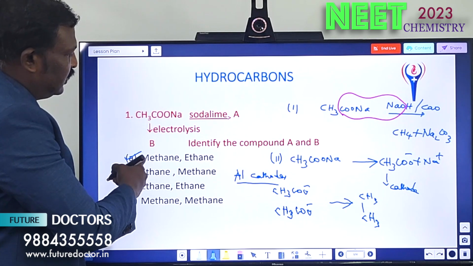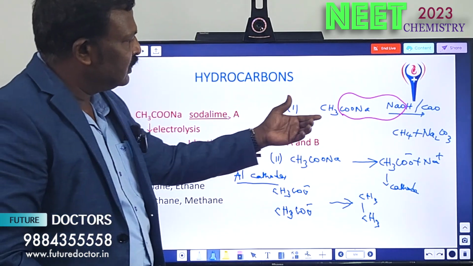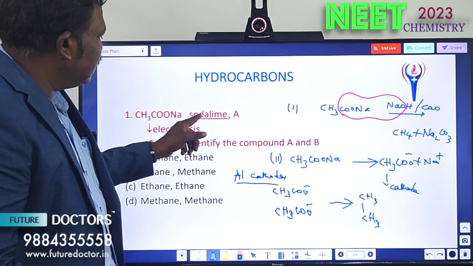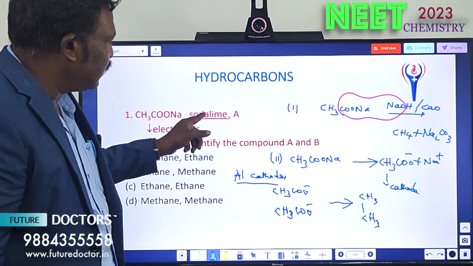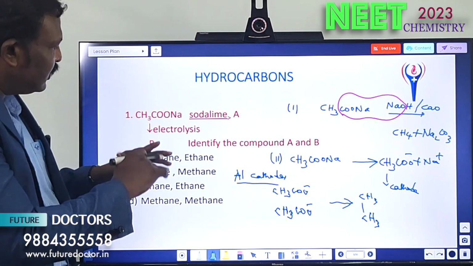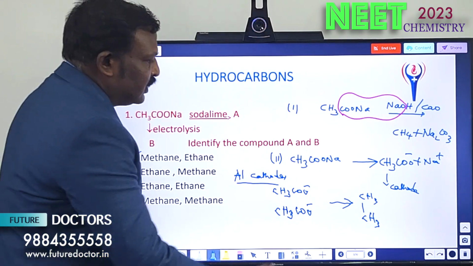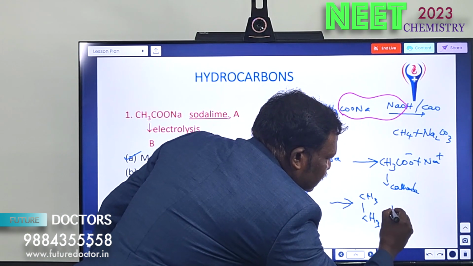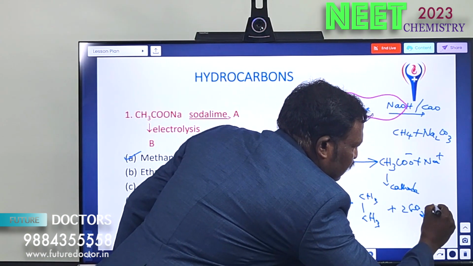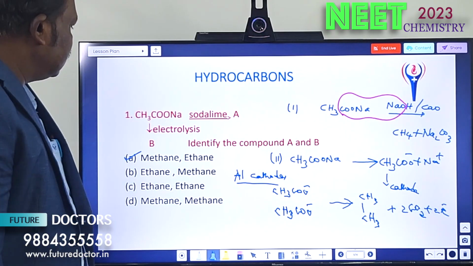Understood? So compound A is methane, compound B is ethane. The same compound, with a different reagent, undergoes a different process. Here we are doing the decarboxylation process, and here we are doing the electrolysis process. The same compound undergoing different processes gives different products. Plus the by-products, 2 CO2 molecules plus 2 electrons. Simple one. So answer A is the correct option.